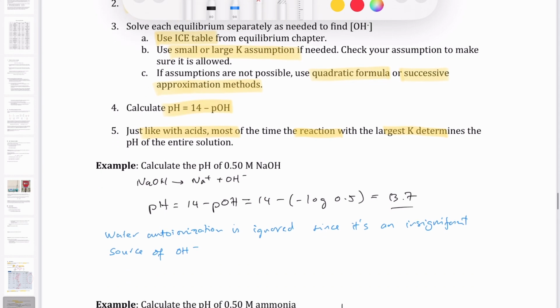We're going to start with the pH of half a molar of NaOH. And it's helpful here to know what are the strong bases and what are the weak bases.